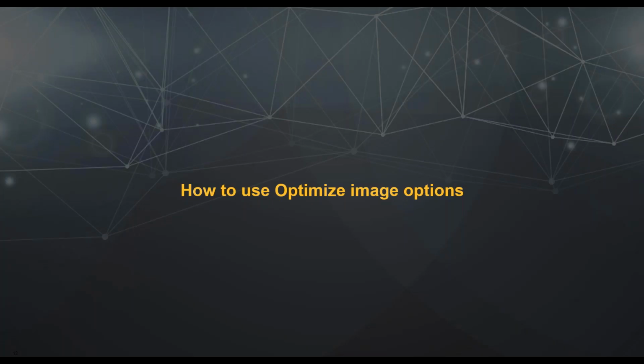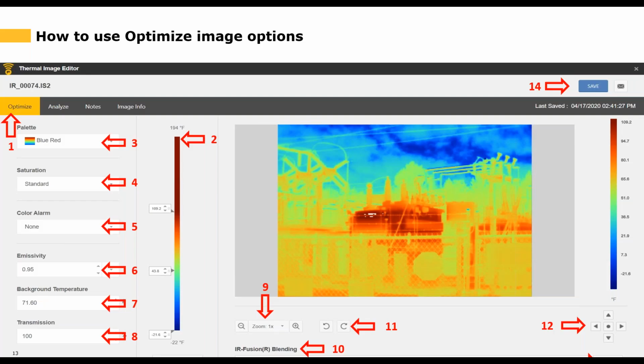The next section is how to use optimize image options, where we will cover each of the options in detail. So we are now in the image editor on the Optimize tab. There's a lot of different options available in the Optimize tab. The first thing I want to point out is that we use the optimize feature to make the image the best looking image ever. So you really highlight the area of the image you want your viewer to focus in on. That's the purpose of the optimize tab.